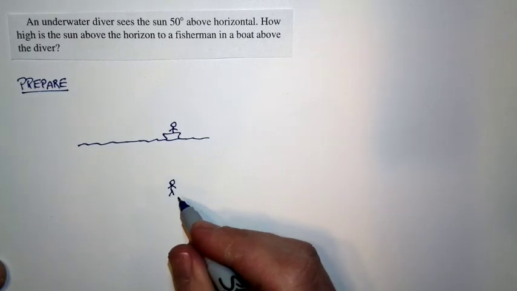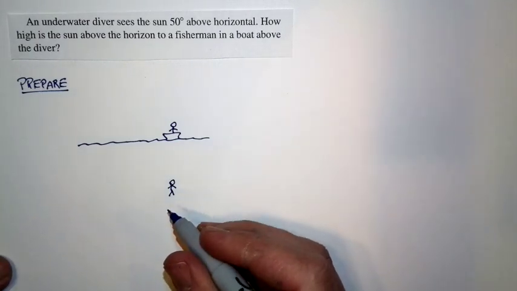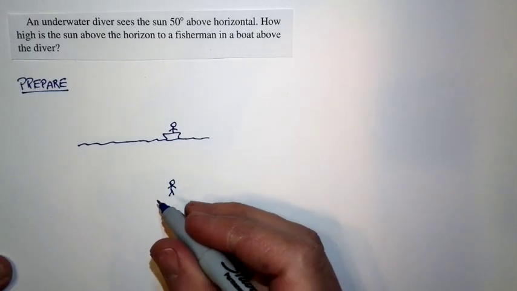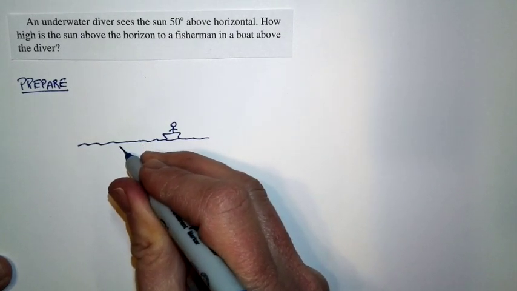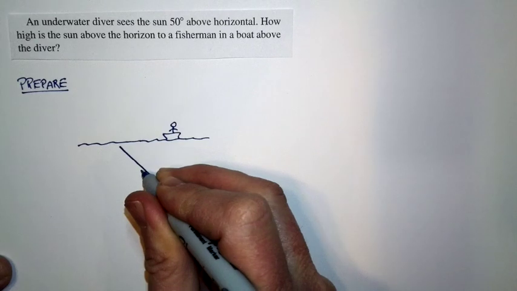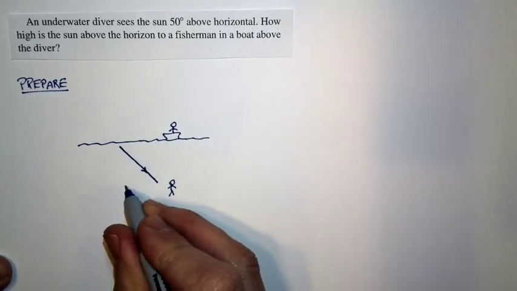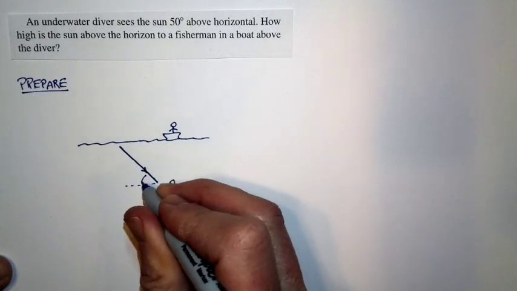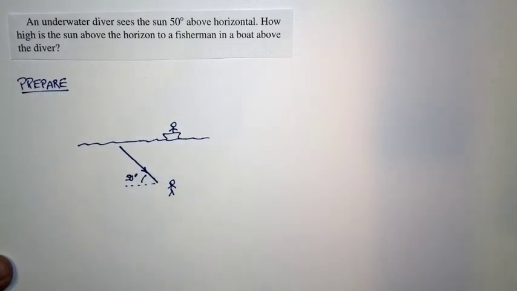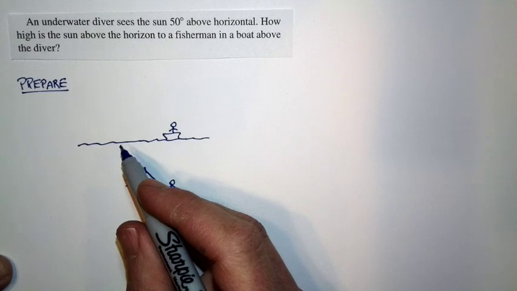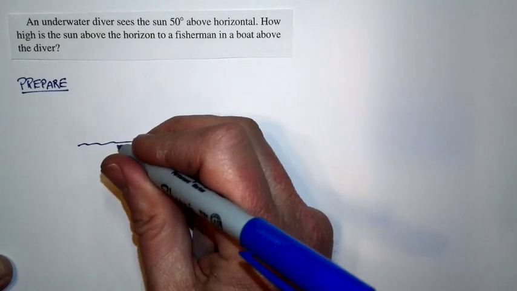Now let's start with the diver. The diver sees the sun 50 degrees above the horizontal. What that means is this: rays of light from the sun, when they come toward the diver, come in at an angle 50 degrees above the horizontal. That's what that's telling us. The question asks this: how high is the sun above the horizon to a fisherman in a boat?